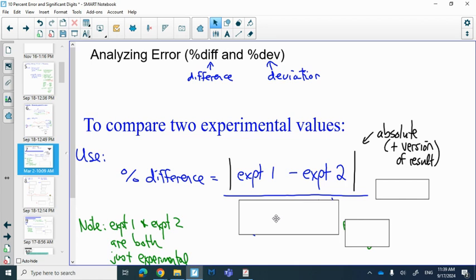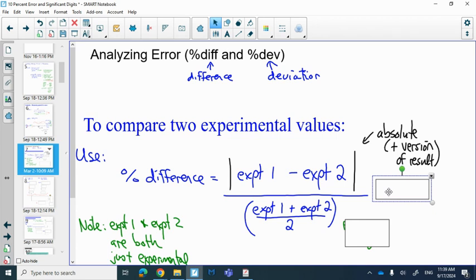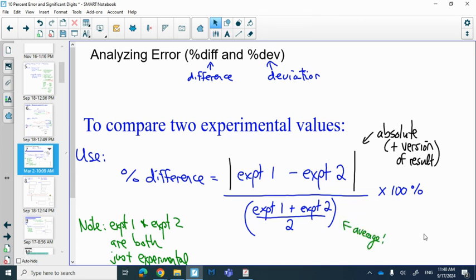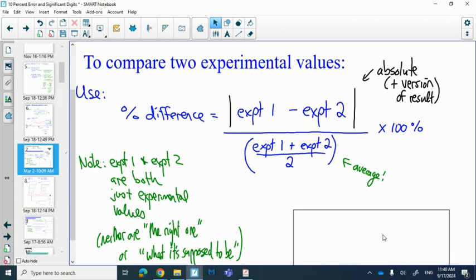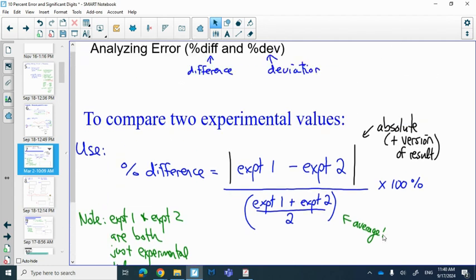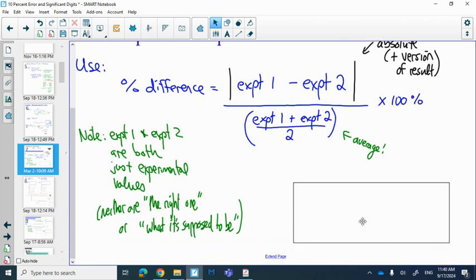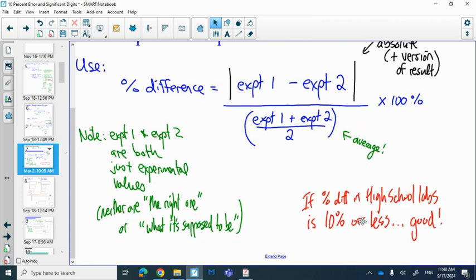I guess there is negative if you're above or below the expected value, but we're just interested in how far off, right? Doesn't matter whether it was above or below. And you're going to compare those measurements to the average of them, because one doesn't have more weight or reason to trust versus the other one. You just want to know how different they are from the average of them, and then you just multiply by 100, stick a percent sign on it, of course, right? So that's how you do percent difference if you're comparing two experimental values, two things that you've measured by experiment.